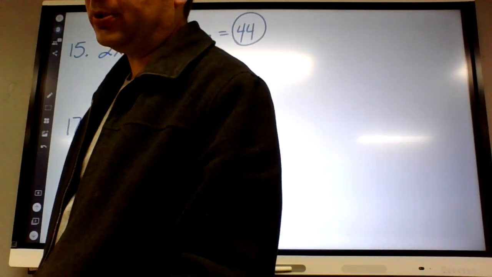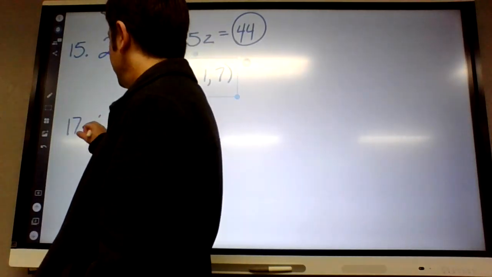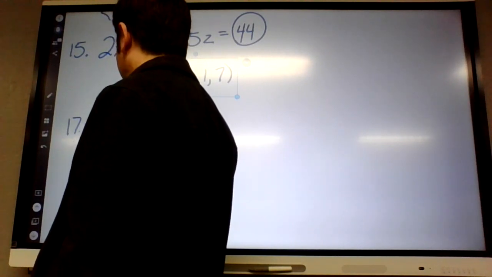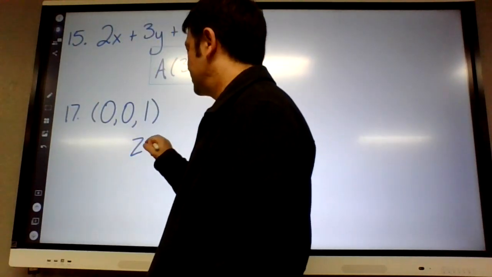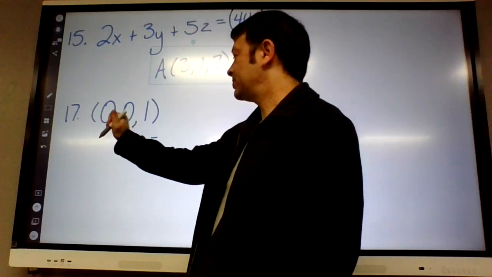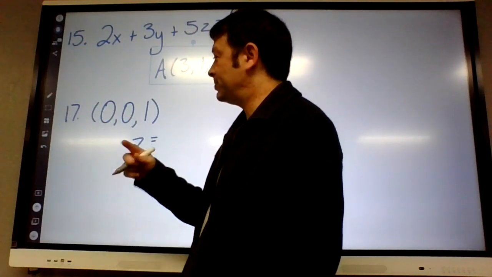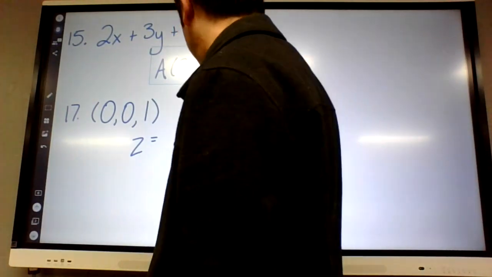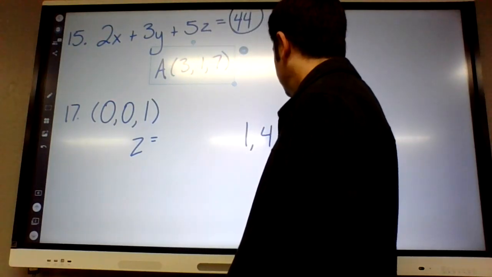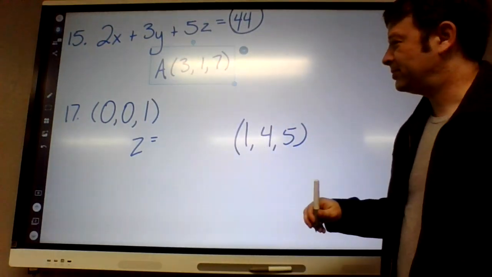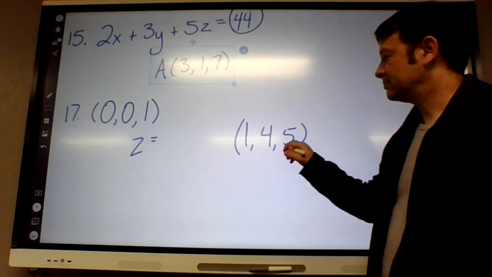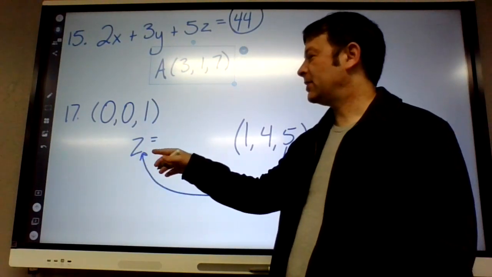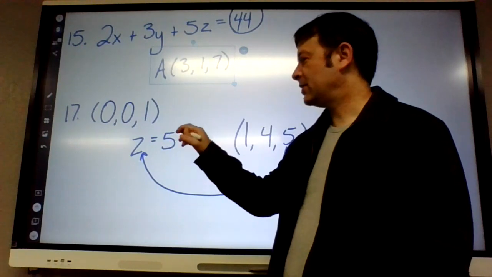0, 0, 1. Seems familiar. We did it like a minute ago. What's the 0, 0, 1 perpendicular vector going to make the equation look like? Z equals. Because that's like a 1z. No x or y. It's kind of the opposite of number 13. And then the point that is on the plane is 1, 4, 5. So, what does z equal? Take the z coordinate, plug it in for z. 5 equals 5.